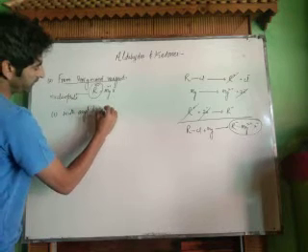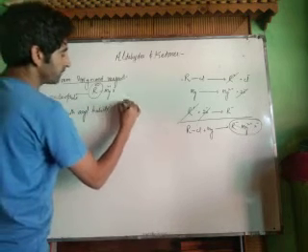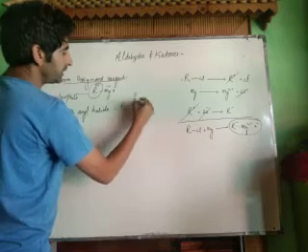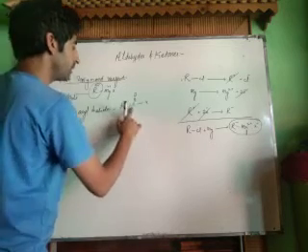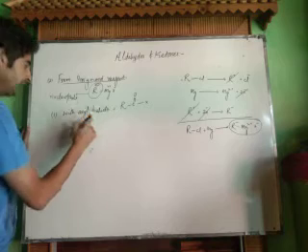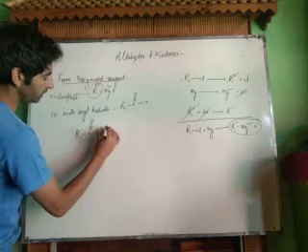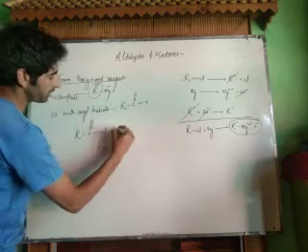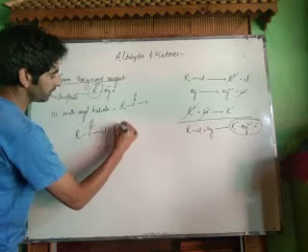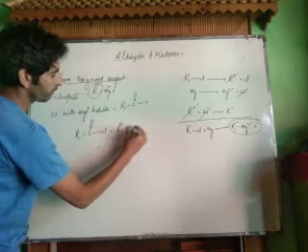Acyl halides are the compounds having the general formula RC double bond OX. For example, RC double bond OCl. Now let us treat this compound, RC double bond O single bond Cl, with Grignard reagent, for example, R minus MgX.